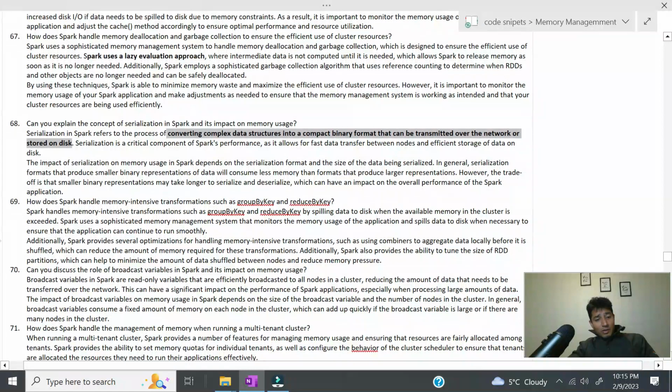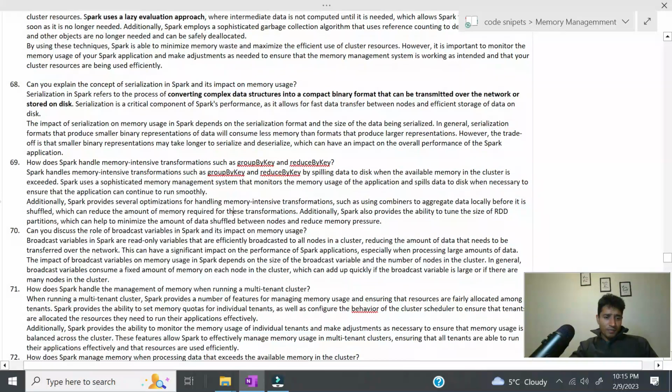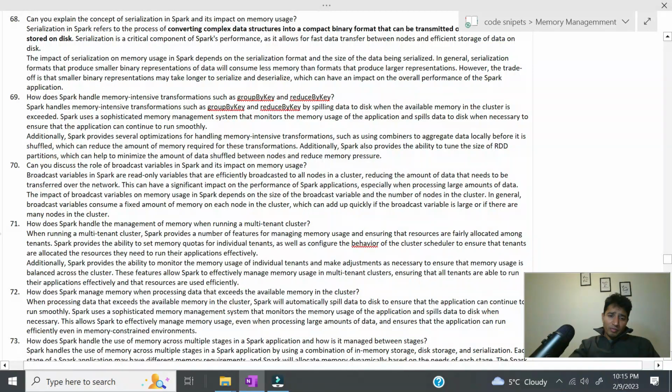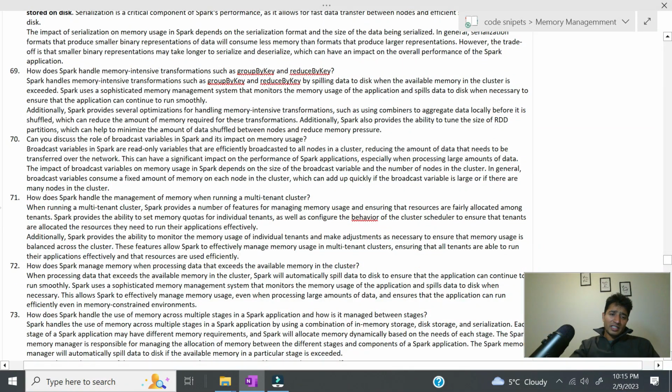How does Spark handle memory intensive operations like group by key and reduce by key? We have covered it in the past in one of the questions. It's the same. Can you discuss the role of broadcast variables in Spark and their impact on memory usage? I think we have covered it, but let's see quickly. Broadcast variables in Spark are read-only variables that are efficiently broadcasted to all the nodes in the cluster, reducing the amount of data that needs to be transmitted over the network.